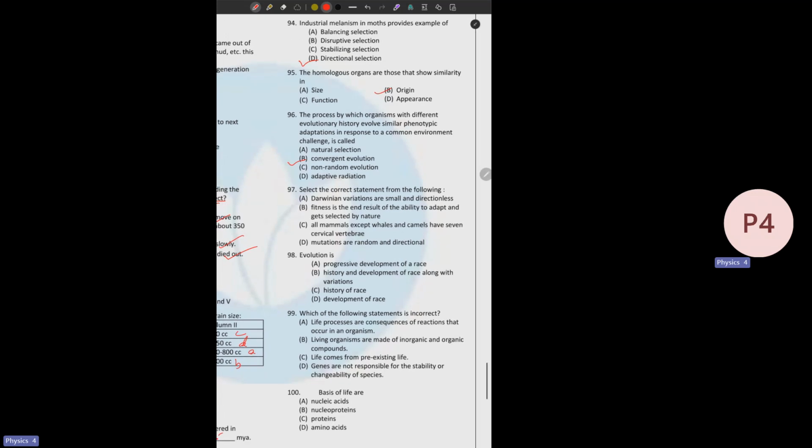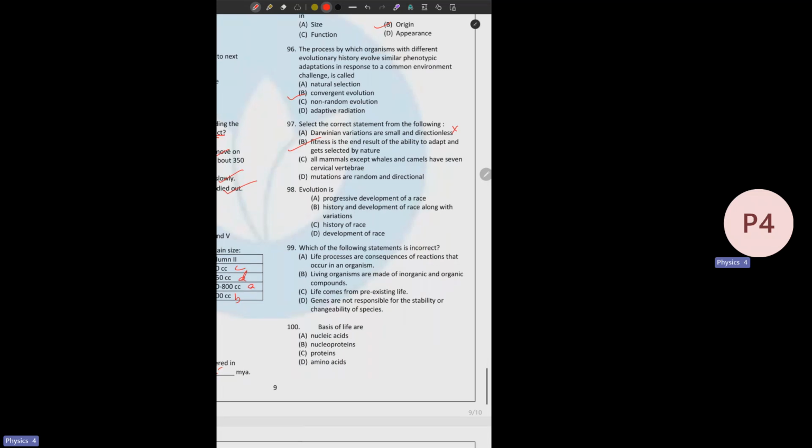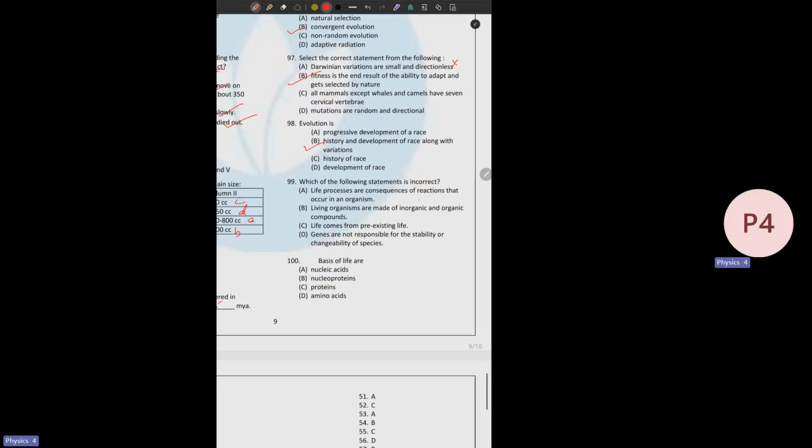Select the correct statement from the following. Darwinian variations are small and directionless? No. Fitness is the end result of the ability to adapt and get selected by nature? Yes, it is correct. Evolution is progressive development of a race? Only progressive? It's not necessary. It can be deprogressive also. History and development of race along with variation. Yes, this is correct.